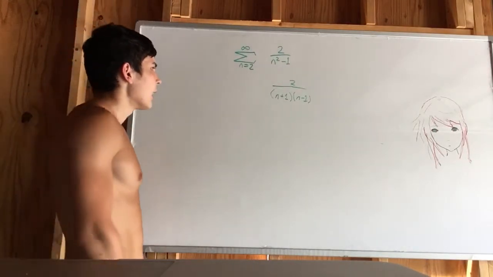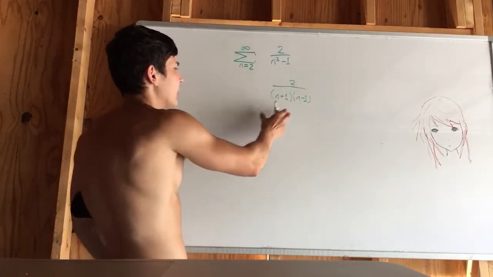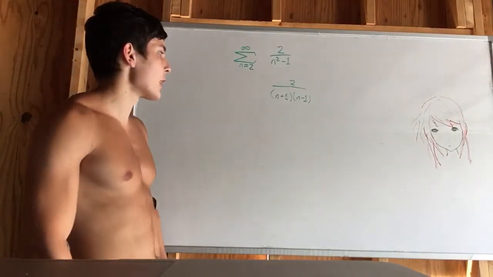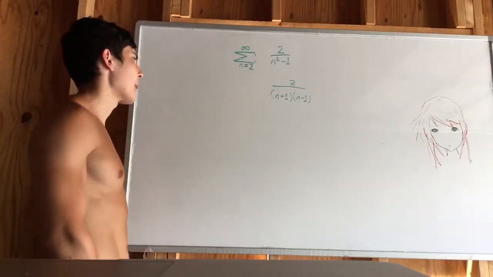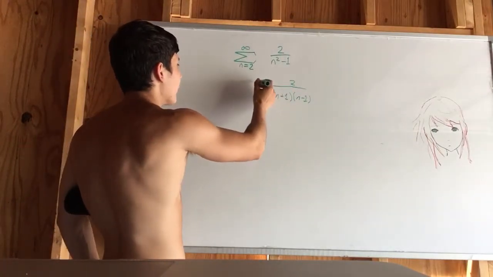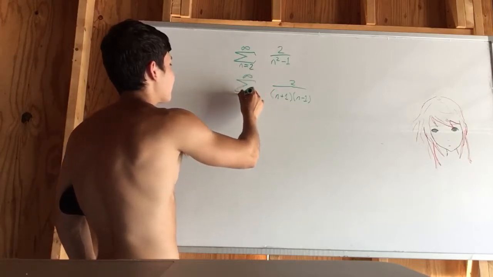So the reason we're doing this is that we could actually split this into two different fractions. Once you have two different fractions, you could use the whole telescoping series method. So let's go ahead and use partial fraction decomposition on that thing.